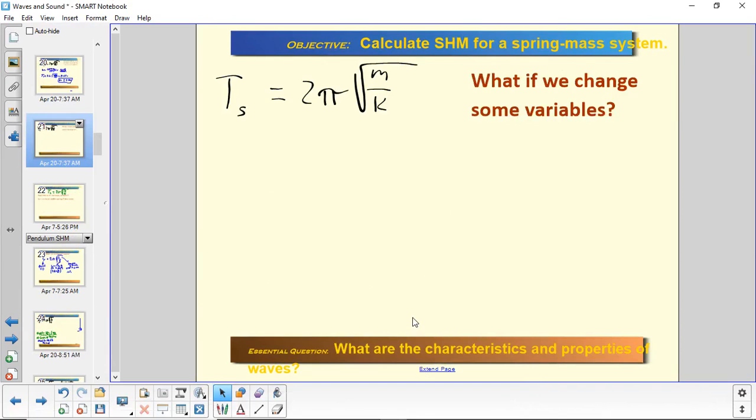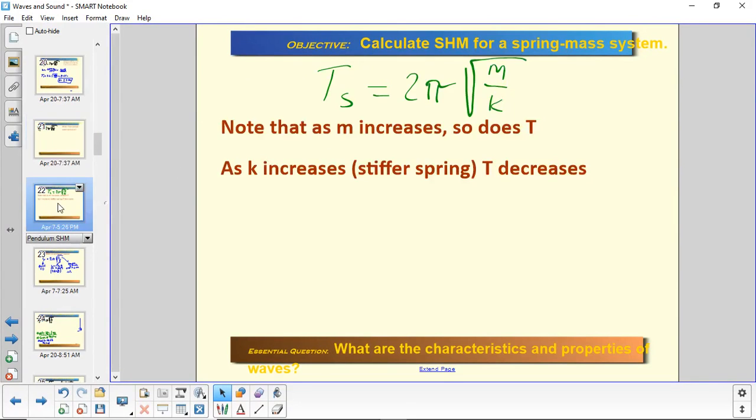All right, so now what happens if we change some variables? This is something that AP1 wants you to know about. So we have our basic spring equation here. What happens if we start messing with stuff? Now, if we increase the mass, since the mass is in the numerator, that means that the period is going to get bigger. That kind of makes sense.